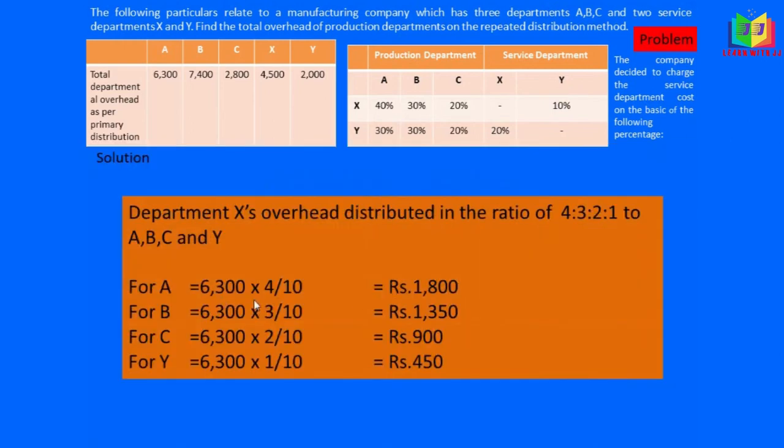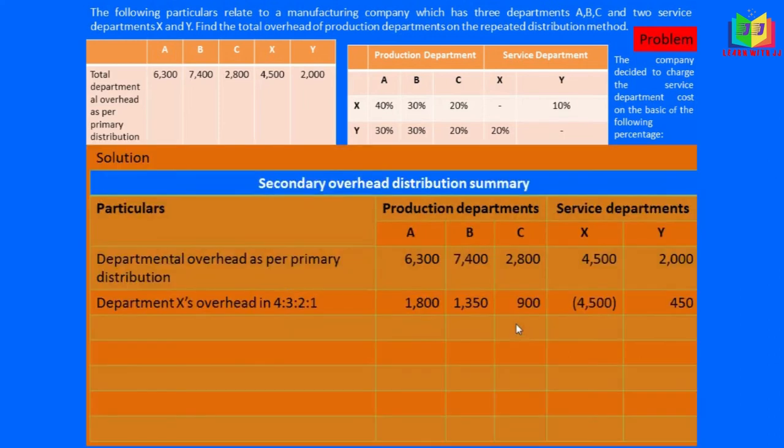So 4,500 into 4 by 10, 4,500 into 3 by 10, 4,500 into 2 by 10, and for Y 4,500 into 1 by 10. Simplifying these fractions, 4 by 10, 3 by 10, 2 by 10 and 1 by 10, we get 1,800, 1,350, 900 and 450. I'll write it in the chart.